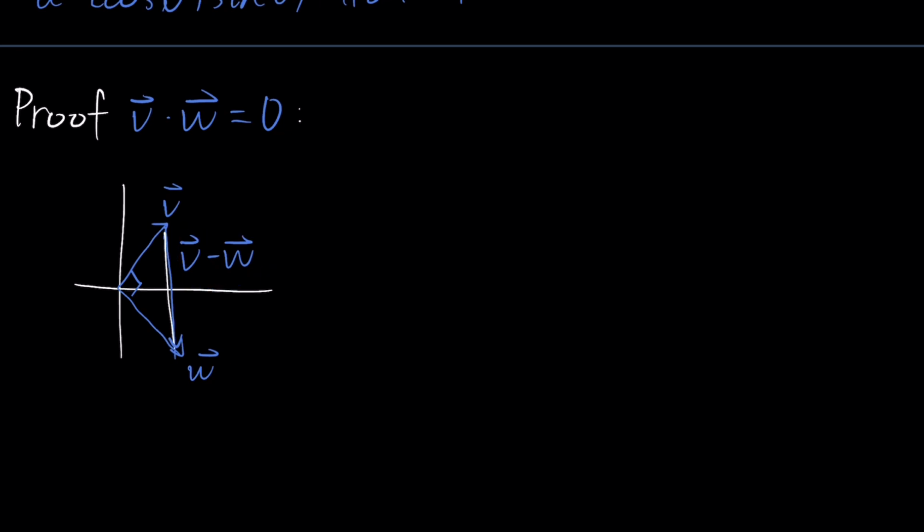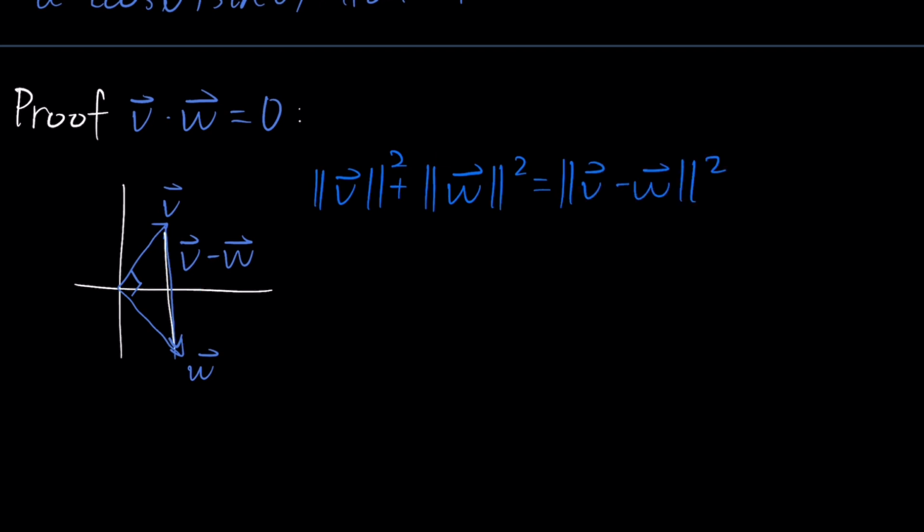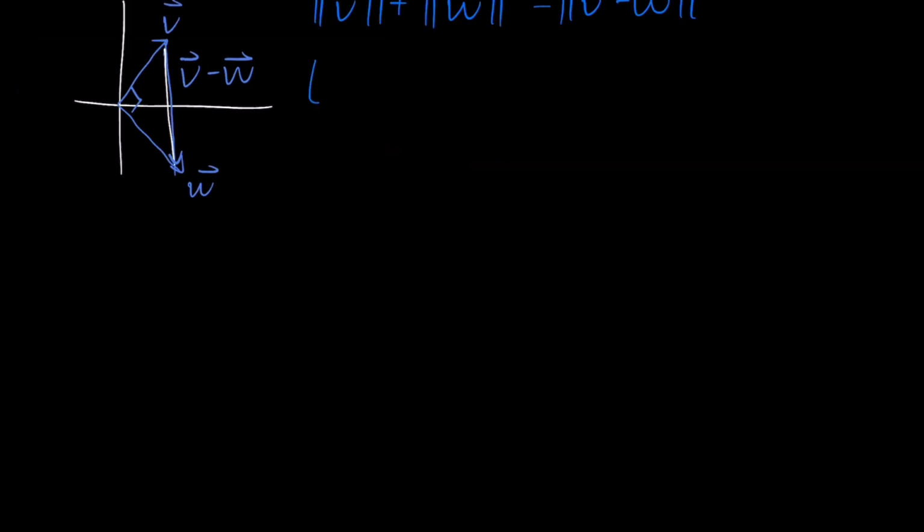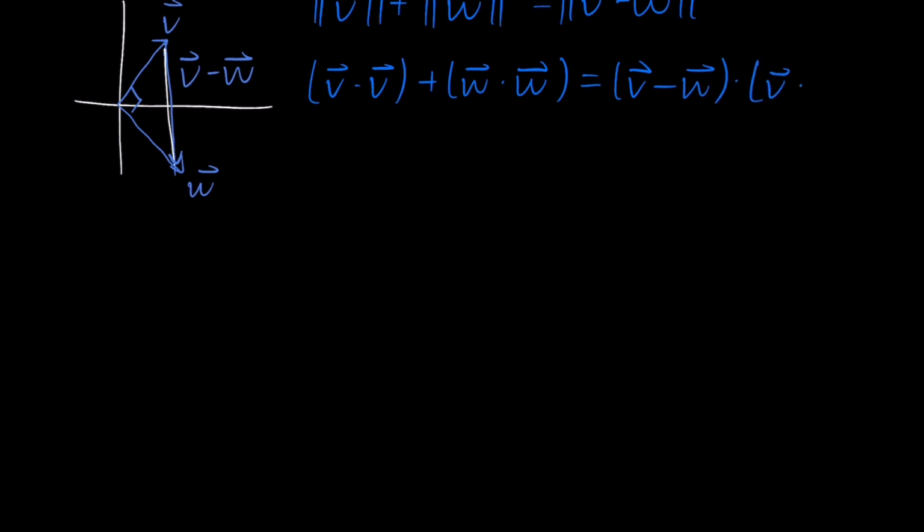And according to the Pythagorean theorem, because this is a right-angled triangle, we can denote the relationship as this. So V squared plus W squared is equal to the hypotenuse squared, which is V minus W. Nice. And let's write this in terms of the components. So we can write the length of V squared as V dot V, and the length of W squared as W dot W. And this is equal to V minus W dotted with V minus W.